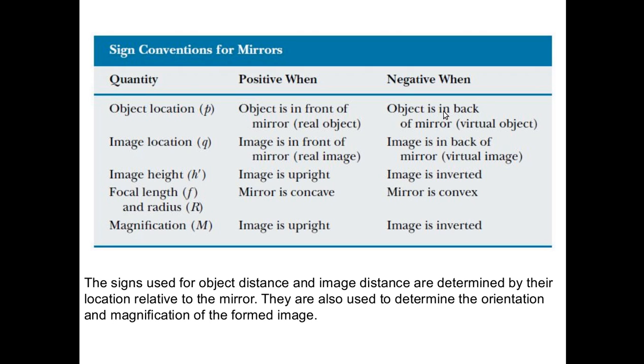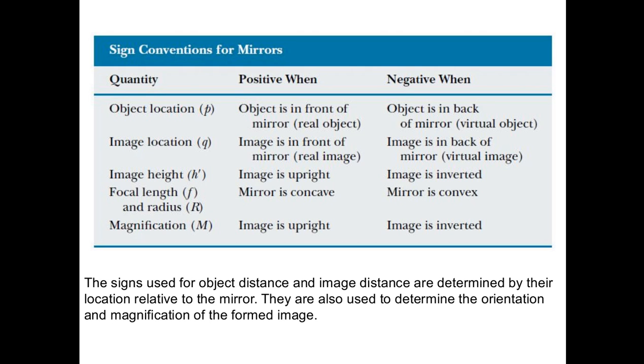But if the object location is on the other side of the mirror, p will be negative. We saw in the case of the convex mirror and the second case of the concave mirror that we had a virtual image formed on the opposite side of the mirror. That is when q is negative. So something on the right side of the mirror is negative, something on the left side is positive.